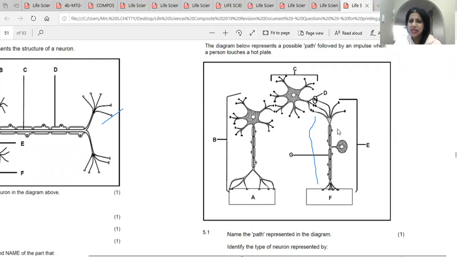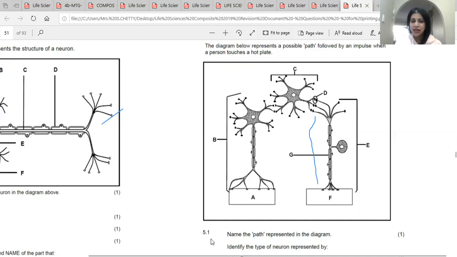Now notice this is our sensory neuron. It will meet up with the next neuron. This neuron will meet up with the next. And there's no touching. There's a gap between one neuron and the next. So that's what we're going to be looking at in the next session, where we're going to be looking at a reflex arc, because this shows the reflex arc.